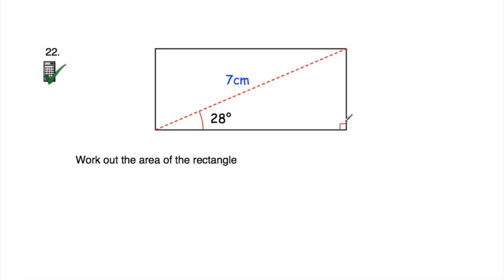We've been asked to find the area of the rectangle. So we've got this right angle triangle and we've got the length of the hypotenuse. So what you want to do is find the length of the opposite and the adjacent here.